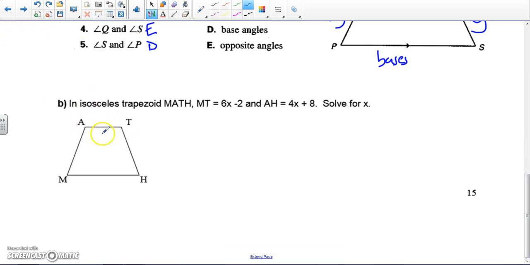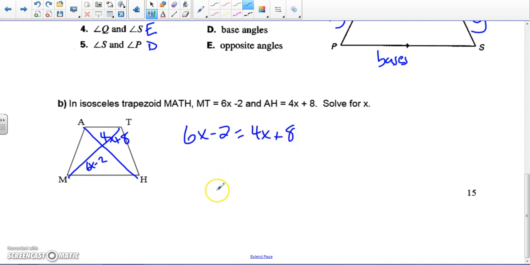So an isosceles trapezoid MATH, MT, which is right there, equals 6x minus 2. AH, which is the other diagonal, is 4x plus 8. So they give you the lengths of the two diagonals, and in an isosceles trapezoid, the diagonals are congruent. So we set them equal, and we're left with 2x equals 10, x equals 5, and we're done.